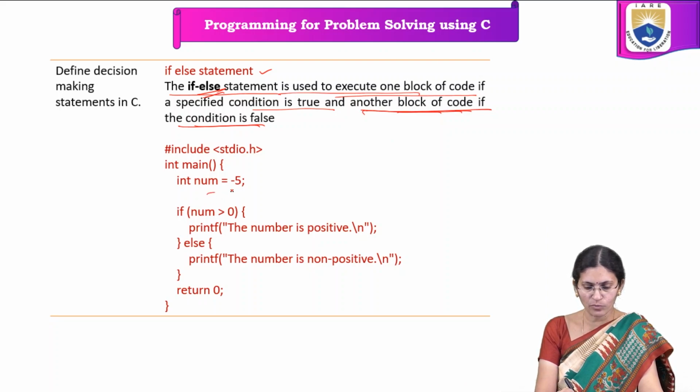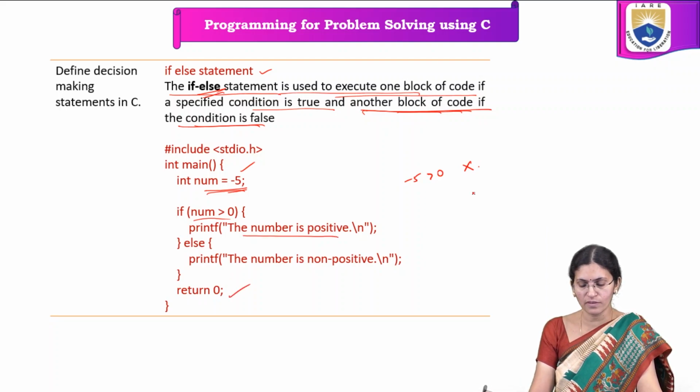Suppose we consider the same program, but here we are assigning a different value. Suppose the num value is minus 5 here. With the previous if statement, minus 5 is greater than 0 is false. Therefore this will not be printed and the program will terminate. So we will not get any output on the screen.